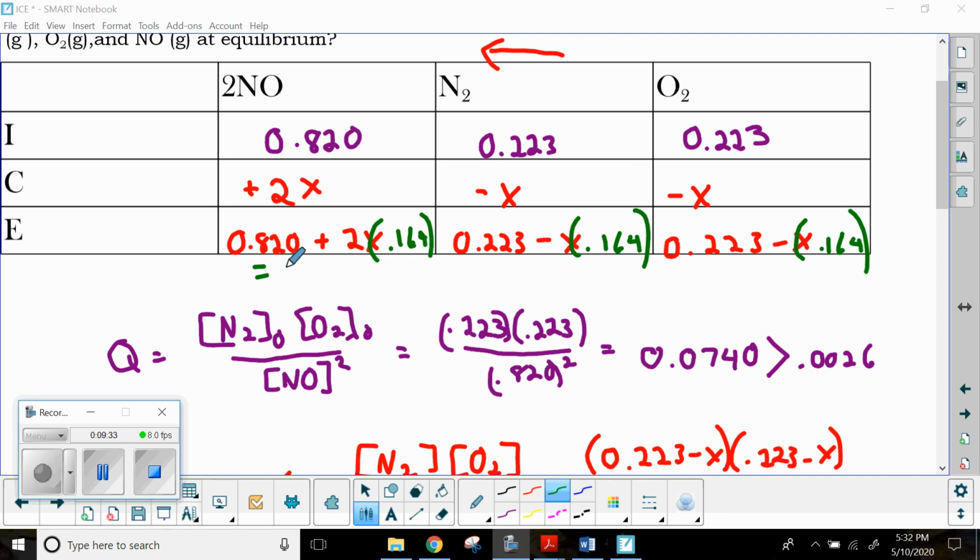All right, so solving this out, the concentration of NO I'm going to end up having at equilibrium is 1.148 moles per liter. I'm going to end up having 0.223 minus 0.164. This one is going to be 0.059 moles per liter. And same with this one. And that's going to be my equilibrium concentrations. Why is this useful? Because I know exactly how much product is going to be in my flask when this reaction has reached equilibrium.